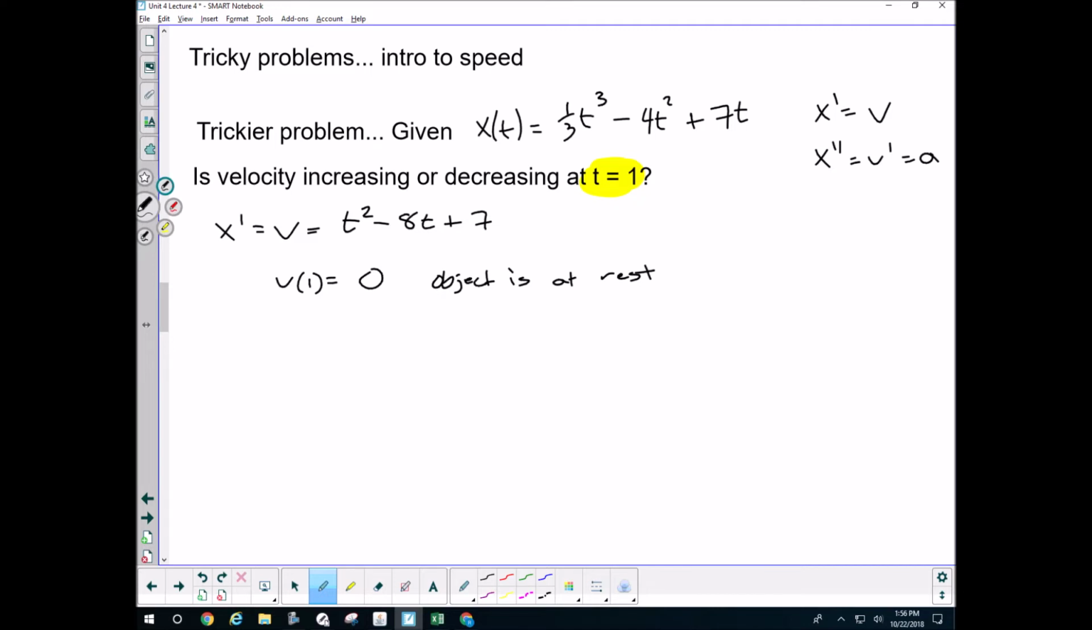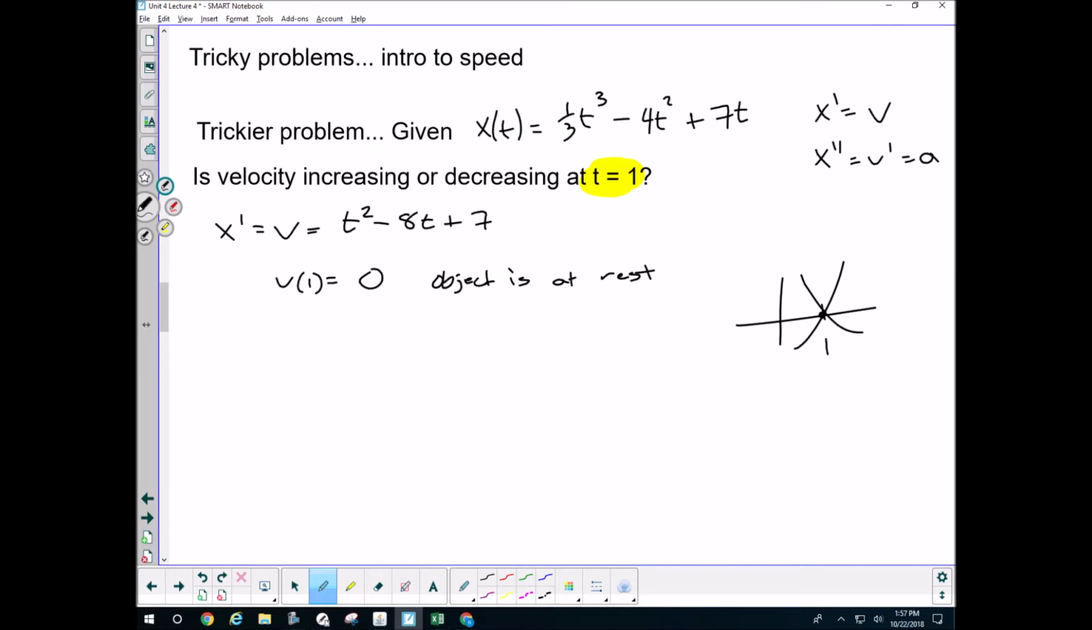Does that say anything about if my values are increasing or decreasing at 1? No. And you might be like, yeah, it's at rest, so it's neither increasing nor decreasing. But you're not thinking about it the right way if you think about that. We could pass through a 0 at 1 and be increasing. We could pass through a 0 at 1 and be decreasing. Okay? So let's go back to the concept.